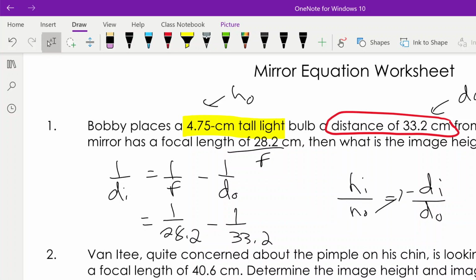So that's mirrors. Now, guys, what I'd like you to do, if you get a chance, this is quite short.